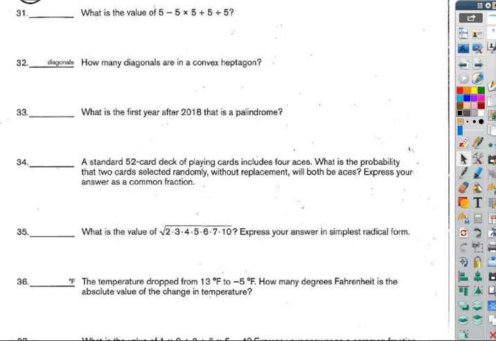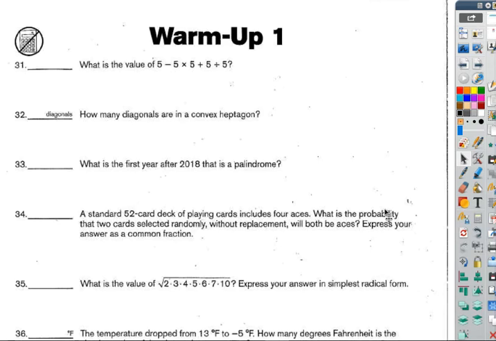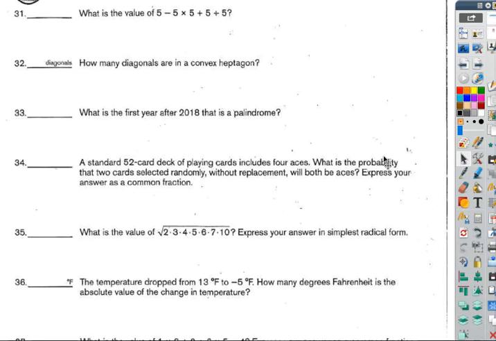So we're looking at 2017 warm-up number 1. What is the value of 5 minus 5 times 5 plus 5 plus 5? All right, so here we go.